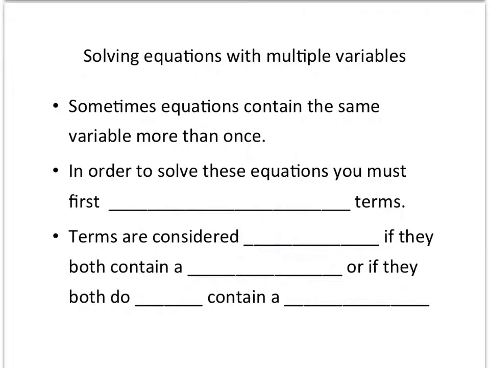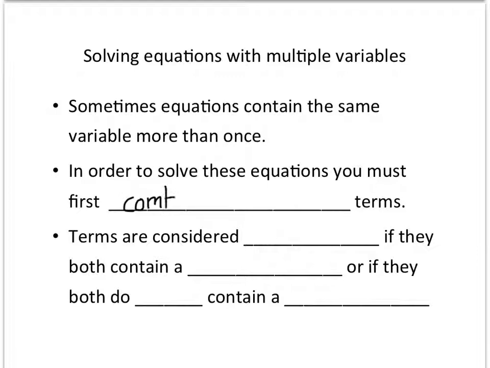Now sometimes we actually see some equations with multiple variables. So up till now, all the problems I've given you in these solving problems have always contained just one x that we've been getting by itself. But what do we need to do if we have equations that have more than one x term? So here's what we need to do. In order to solve these equations, you must first combine like terms.